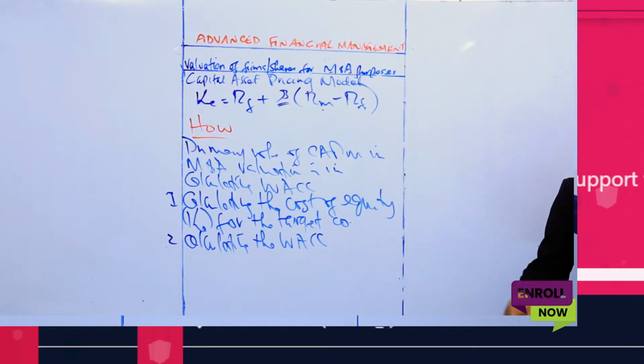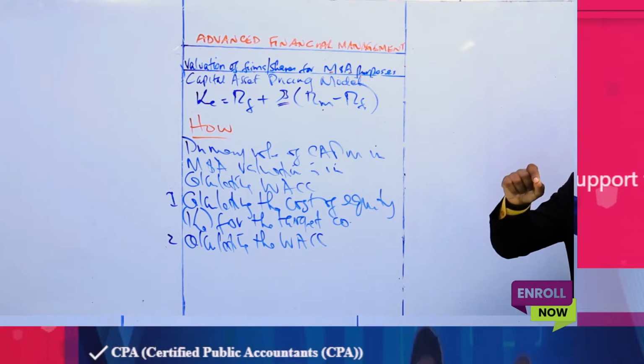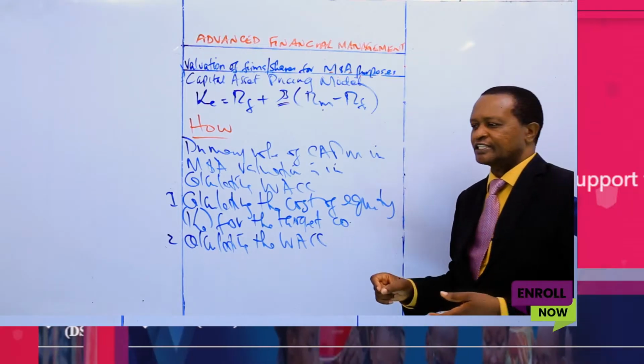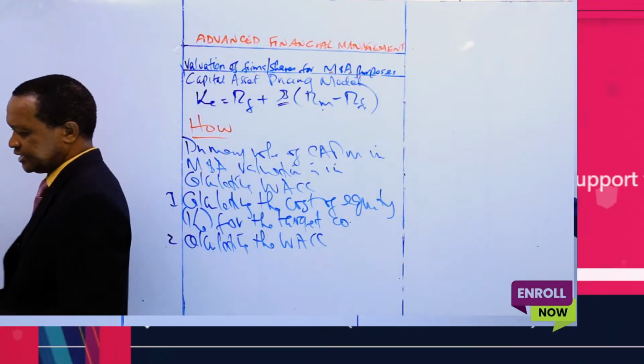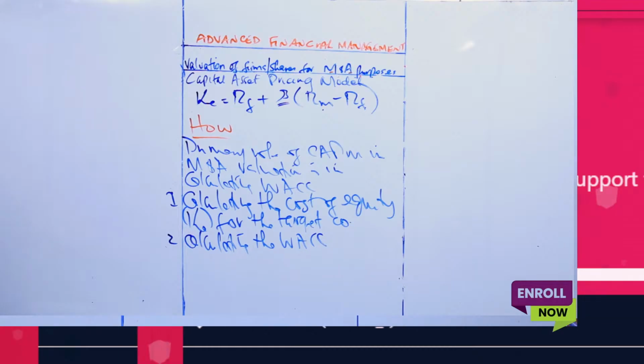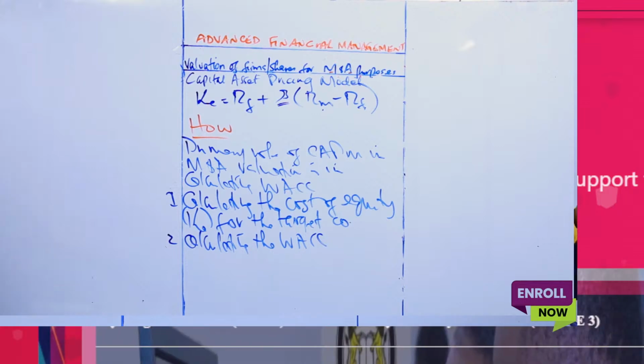So the weighted average cost of capital is the standard discount rate for free cash flow to firm. It is the standard discount rate. Free cash flow to firm.